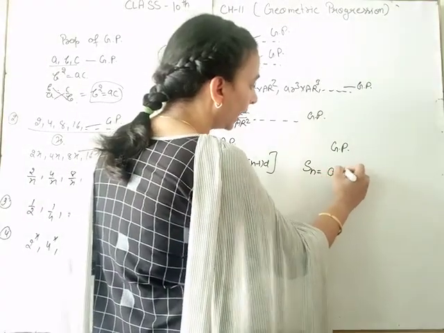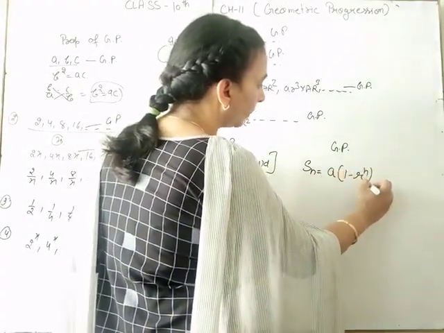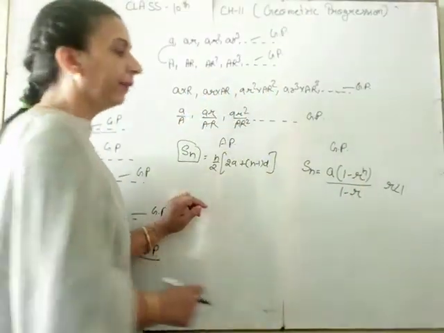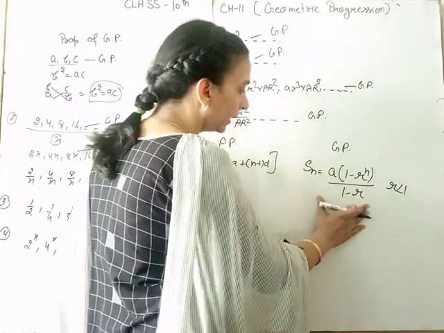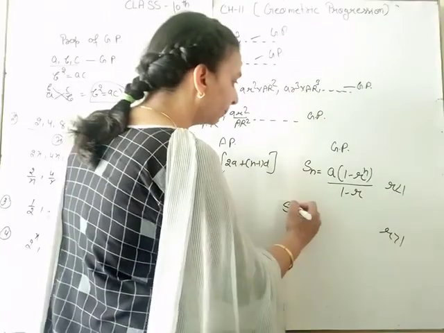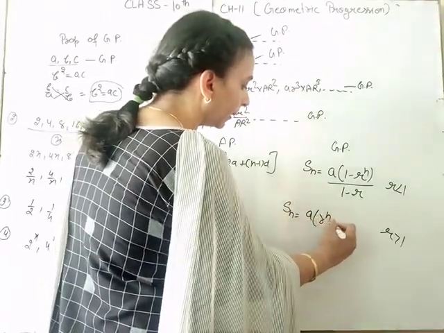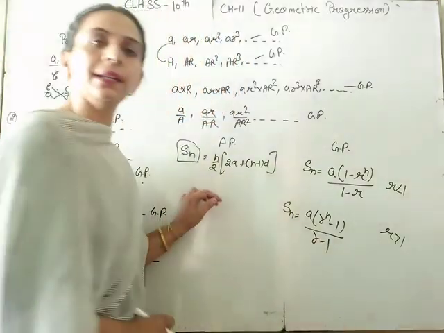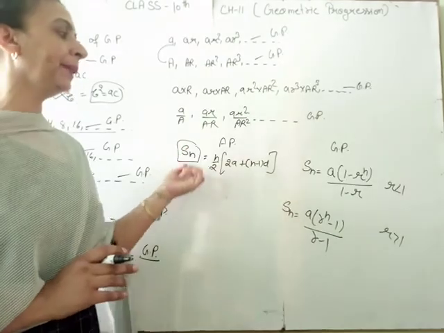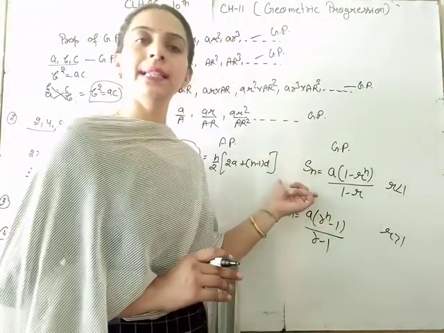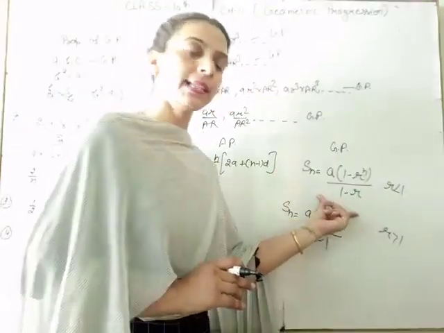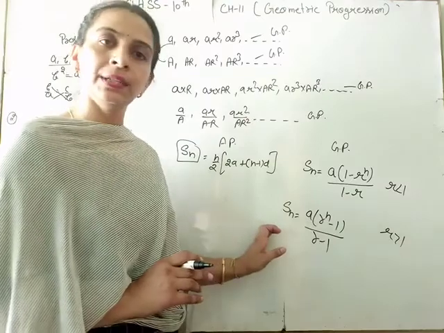Sn equals a times (1 minus r raised to the power n) divided by (1 minus r) when r is less than 1. When r is less than 1, we use this result. If r is greater than 1, then we use a times (r raised to the power n minus 1) divided by (r minus 1). These are the results for finding the sum of n terms of GP. If r is less than 1, we use the first result; if r is greater than 1, we use the second.